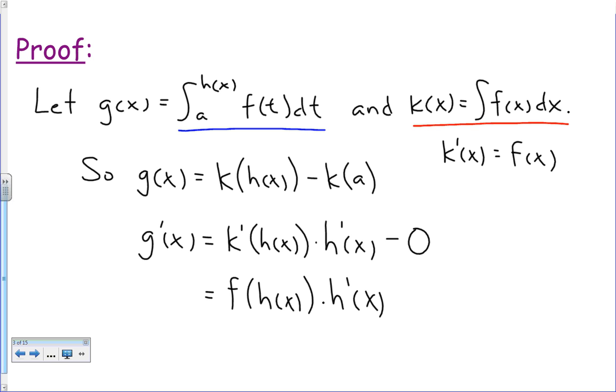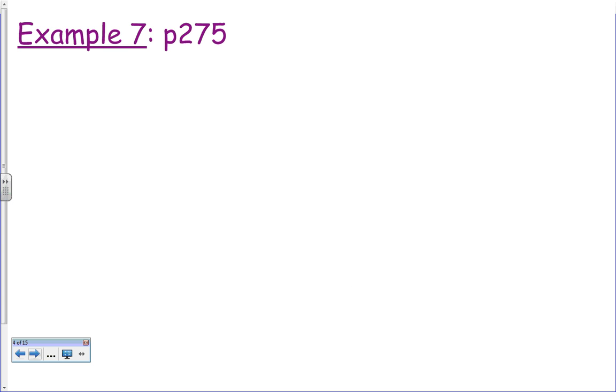All right. Let's see if we can use this then. We're going to jump ahead a few examples here. We'll come back and get the other examples as we go. But take a look at example 7 there on page 275. They give us a function defined as a definite integral. F of x is equal to the integral from 2 to 5x of the secant of t dt.